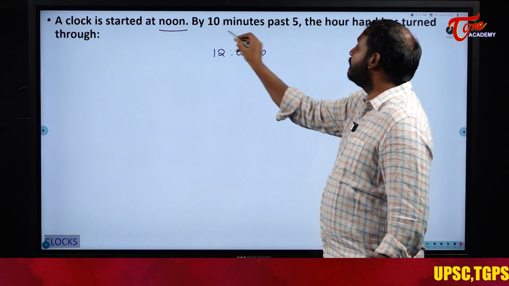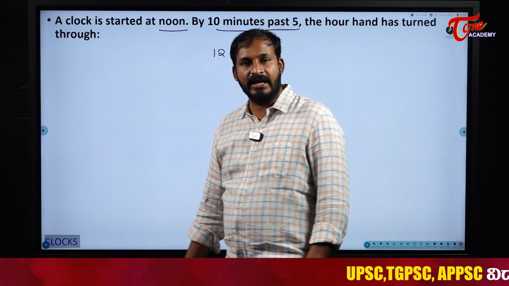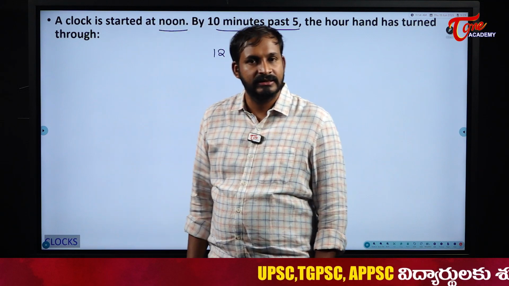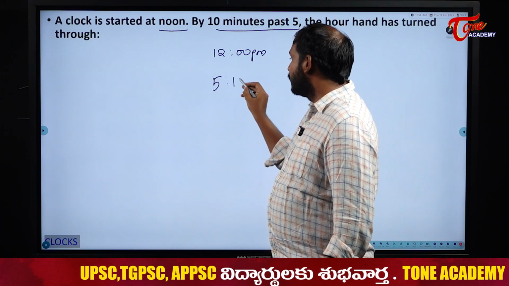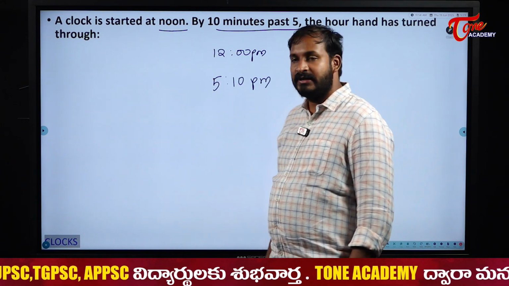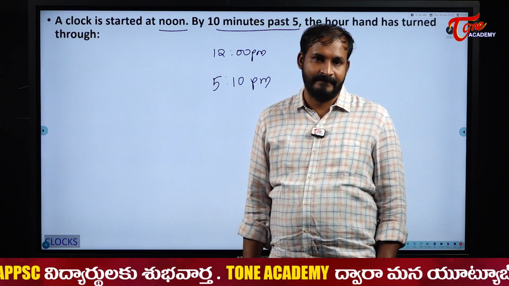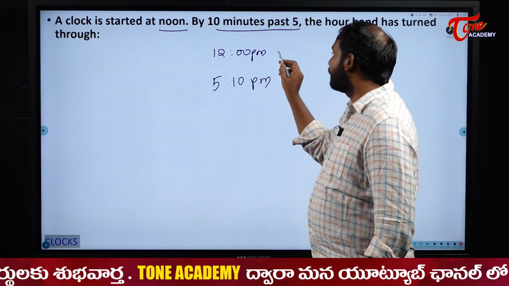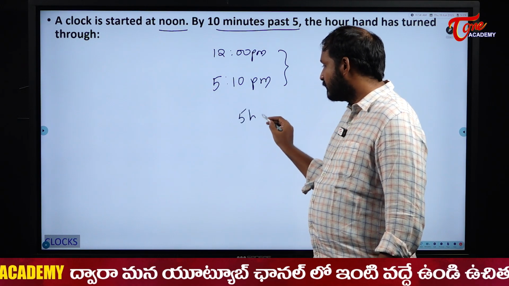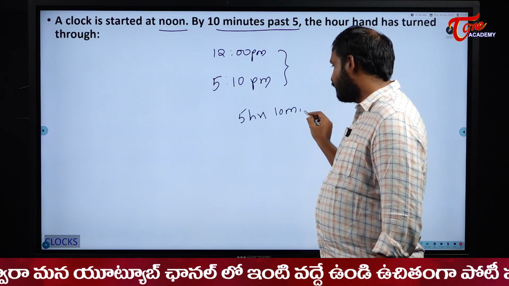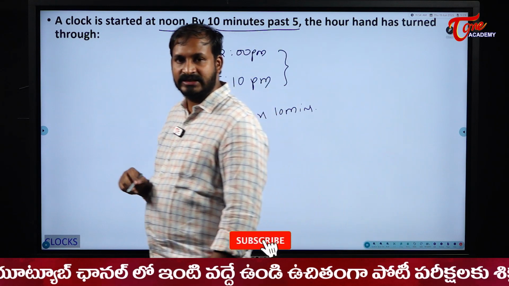Now, by 10 minutes past 5, what is meant by 10 minutes past 5? Tell me students. It is nothing but 5 o'clock 10 minutes. 10 minutes past 5 means 5:10 p.m. Now tell me, how many hours have passed from here to here? 5 hours 10 minutes. How many hours have passed?